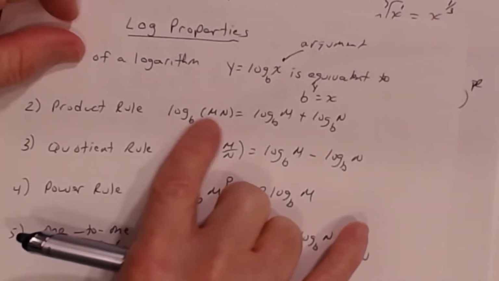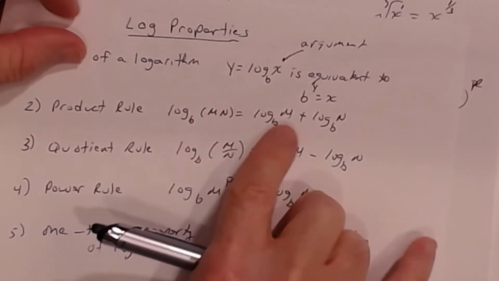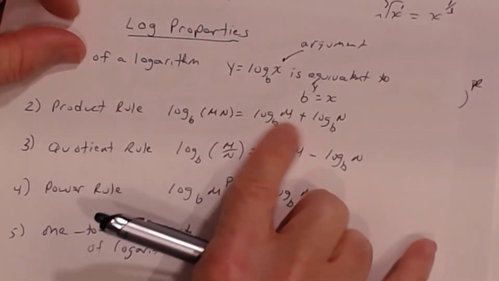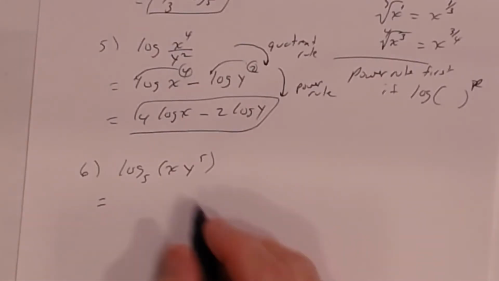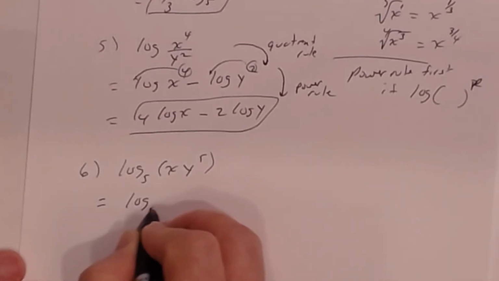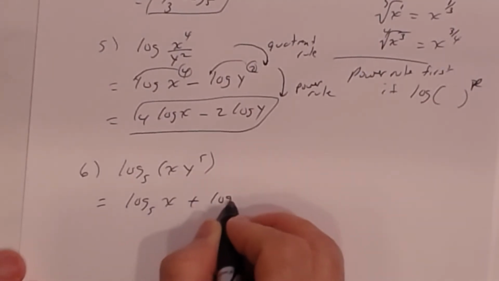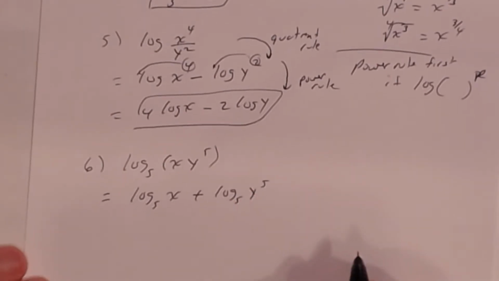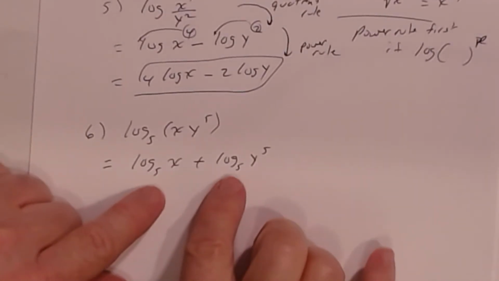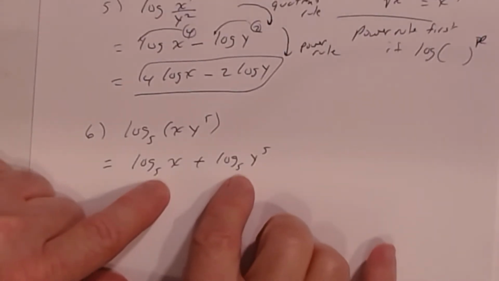The product rule says if I want to expand a single logarithm where I'm taking the log of a product, then I can write it as a sum of 2 logs. So this becomes the log base 5 of x plus the log base 5 of y to the 5th. Notice, make sure you write the bases. If you leave the bases off, it's understood to be base 10. Remember that?